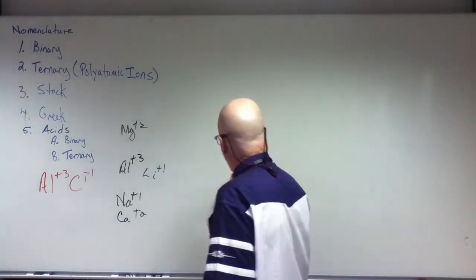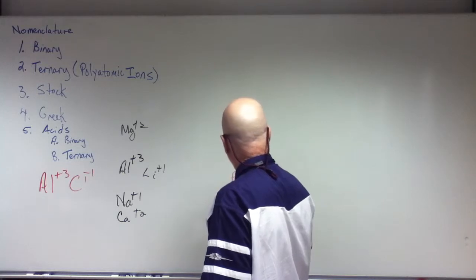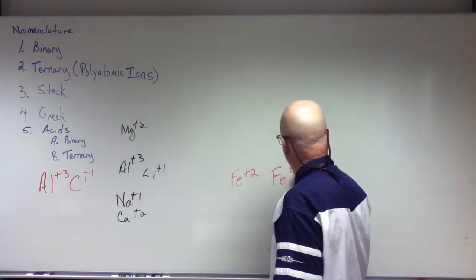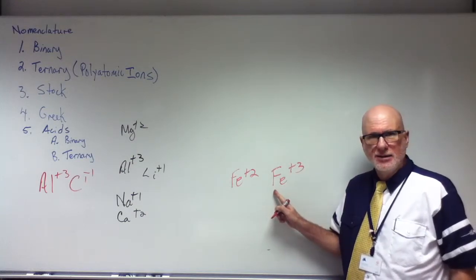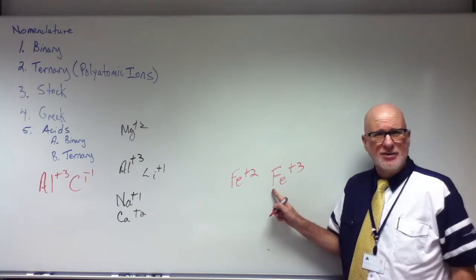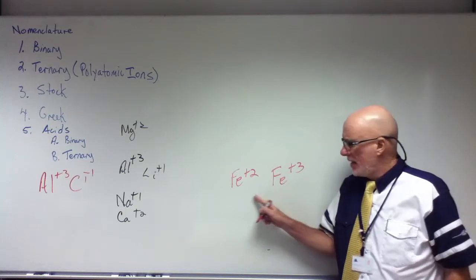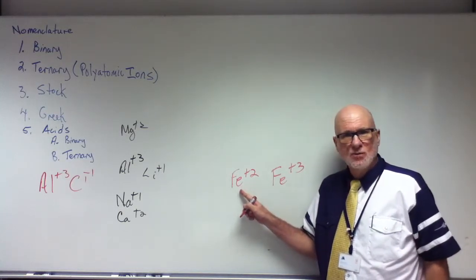For instance, iron plus 2, iron plus 3. This is red blood. This is red. When blood dries, it's kind of brown, isn't it? Very dark brown. That's plus 2.